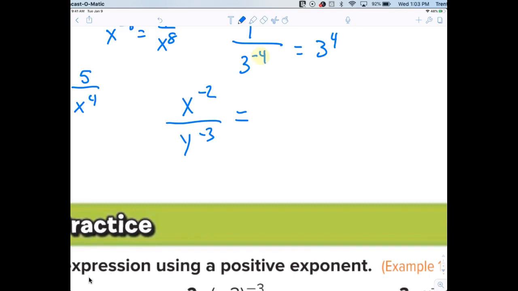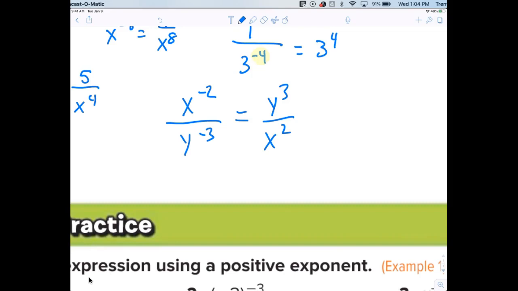Now I don't want any negative exponents. So what do I have to do? X to the power of 2, y to the power of 3. What do you think? Say it louder. Y to the power of 3 over x to the power of 2. Brilliant. That's it. So the rule is, if it has a negative exponent, you just have to move it. If it's in the numerator, you put it in the denominator. If it's in the denominator, you put it in the numerator. That's all. That's so simple.